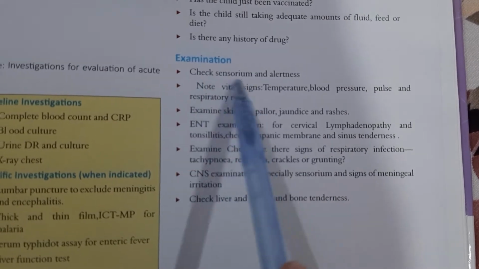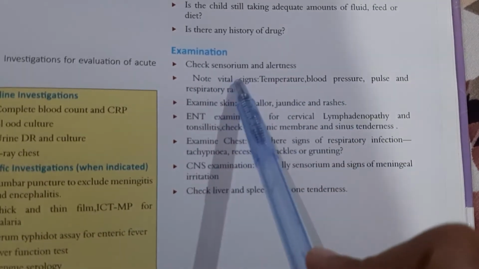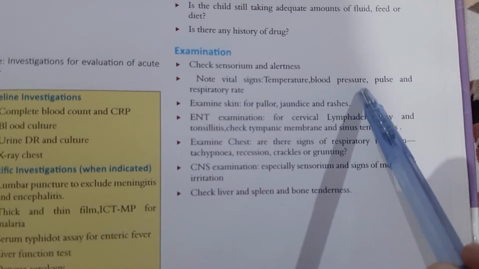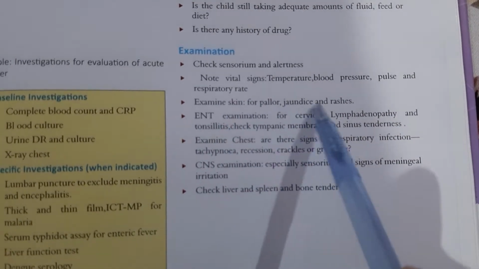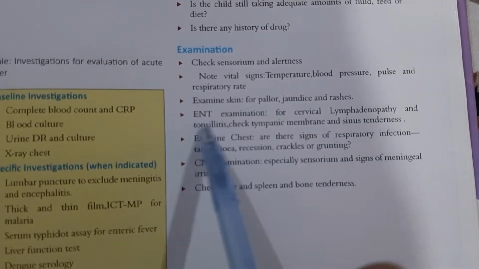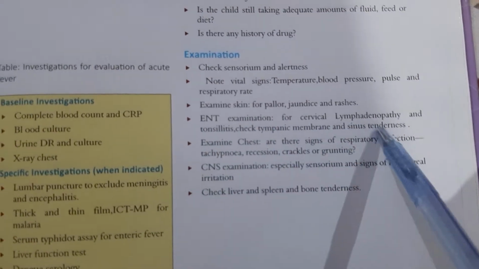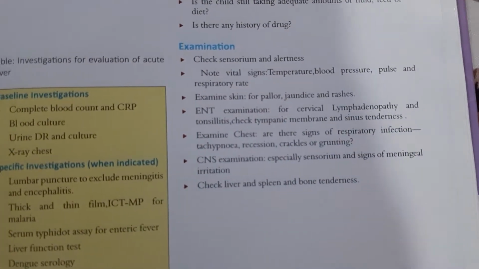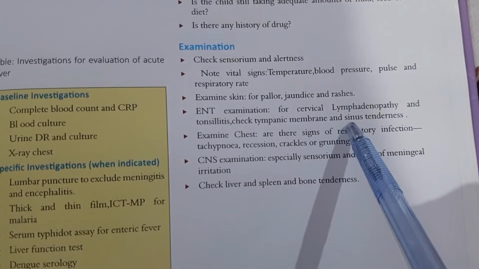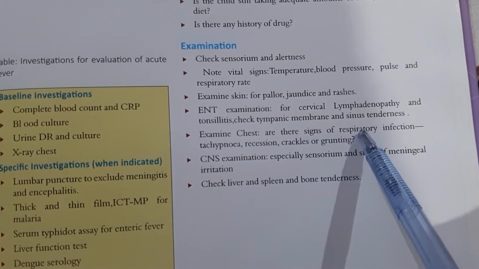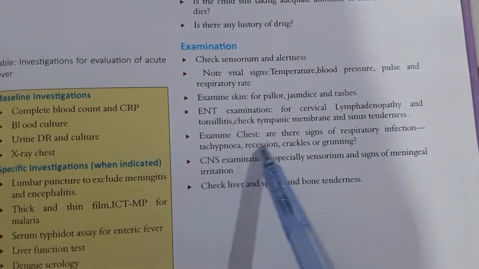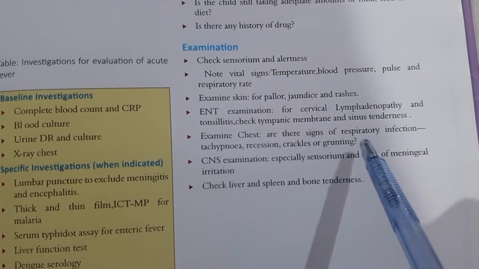first of all we will check the sensorium and alertness, then note the vital signs like temperature, blood pressure, pulse, and respiratory rate, then examine the skin for pallor, jaundice, and rashes, then do ENT examination for cervical lymphadenopathy and tonsillitis, check the tympanic membrane and sinus tenderness, and then examine the chest, and there may be signs of respiratory infection, tachypnea, recession, crackles, or grunting.